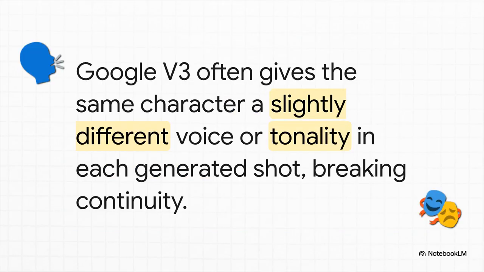But here is the major hurdle for AI filmmakers right now. If you generate 2 different shots of the same character speaking, Google V3 will often give them a slightly different voice or a different tone in each clip. It just completely shatters the illusion of continuity.